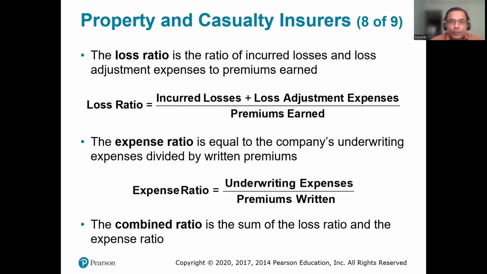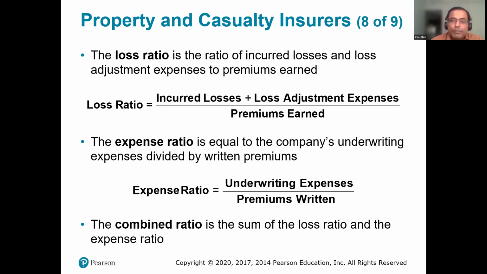Now we look at loss ratio. Loss ratio is the ratio of incurred losses and adjustment expenses to premiums earned. Note one thing, both the numerator and the denominator are for the activities which have already occurred. Premium earned for the duration which has already passed, and the numerator is for expense for losses which have already occurred. Expense ratio is equal to the company's underwriting expense and written premiums.